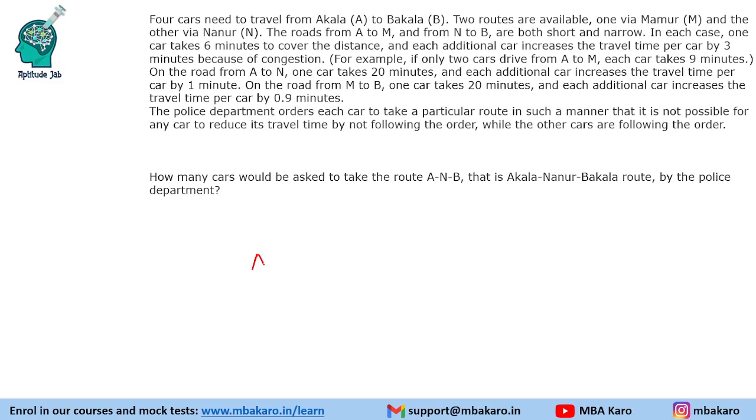So we are given that there are two cities A and B. They are connected via two routes, one via M and another via N. So cars can travel AMB or ANB. It is given that from A to M and from N to B, each car takes 6 minutes. A to M 6 minutes, N to B 6 minutes.